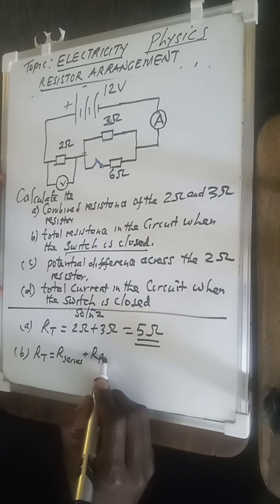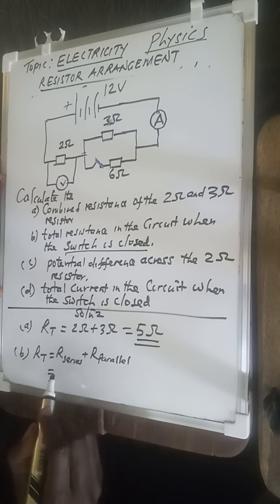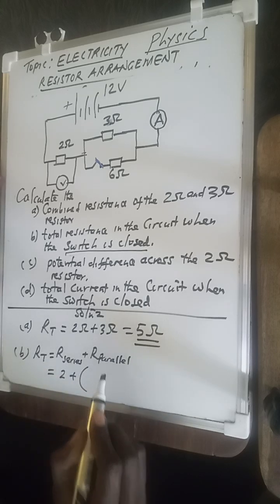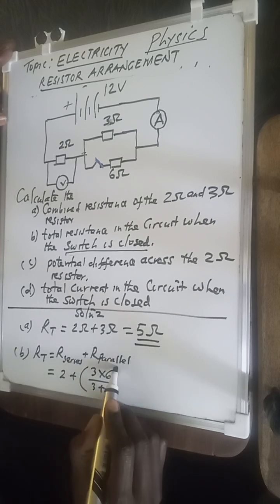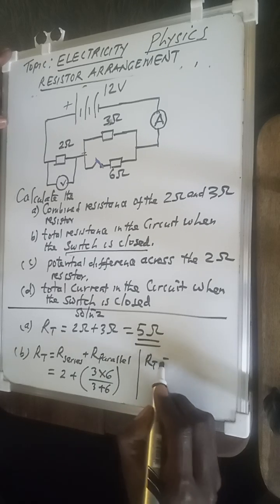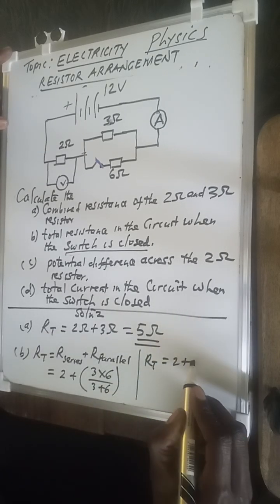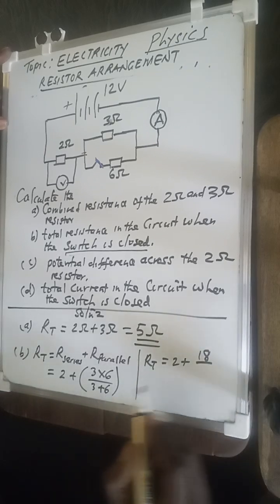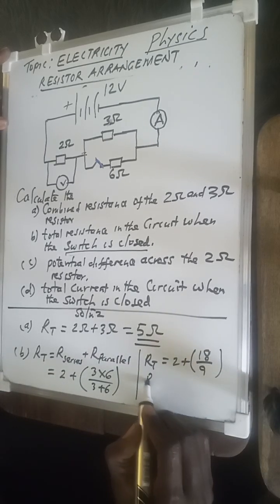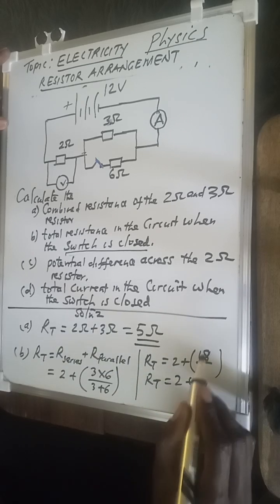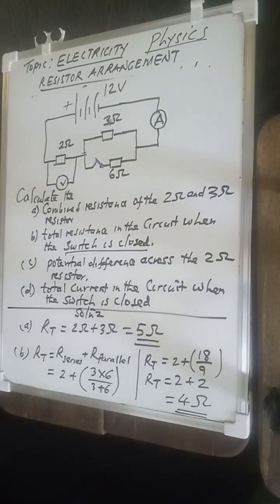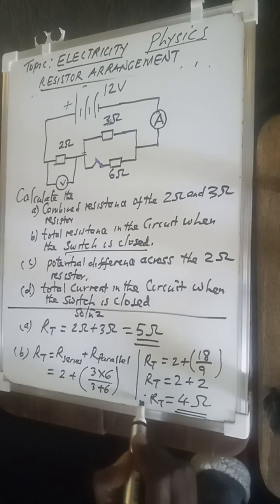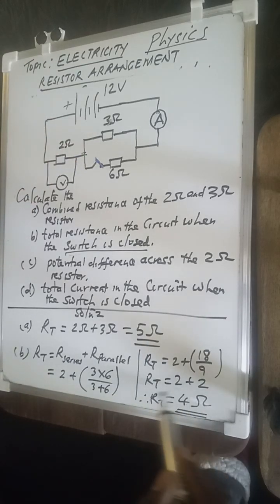Yeah, so let me just say those that are in parallel. So how is this going to be? It will be 2 plus the resistors in parallel. Because there are only 2, you multiply 3 times 6 divided by 3 plus 6 there. So R total will be 2 plus 3 times 6 is simply 18 divided by 3 plus 6, which is 9. So resistor total will be equal to 2 plus 9 into 18 is a 2. So that will give us 4 ohms. That is the resistance when the switch is actually closed. So when you close that switch, the total resistance in the circuit is going to be 4 ohms.